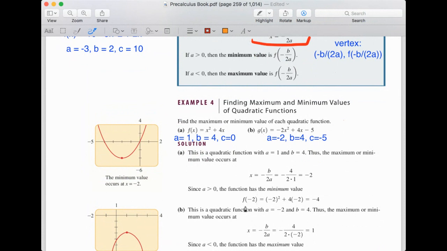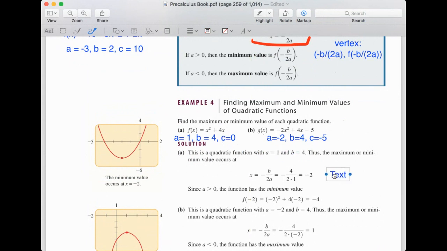So we do f of -2. Then we have -2 squared plus 4 times -2. -2 times -2 is 4. 4 times -2 is -8. So we have 4 plus -8, which is -4. So this is our vertex. And the y value is a minimum value.